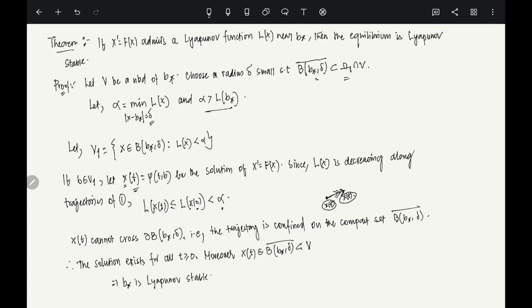I hope this is clear to you. You remember the theorem we did. I told you it is a very important theorem which we are going to use later also. If you can bound a trajectory in a compact set, then the solution has to exist for all time t. Since it exists for all time t, x(t) is in that compact set, which is containing V. That is the definition of Lyapunov stability, so V star is Lyapunov stable. If you start with any solution, for all time t the solution exists in the neighborhood of V star. So it is Lyapunov stable.